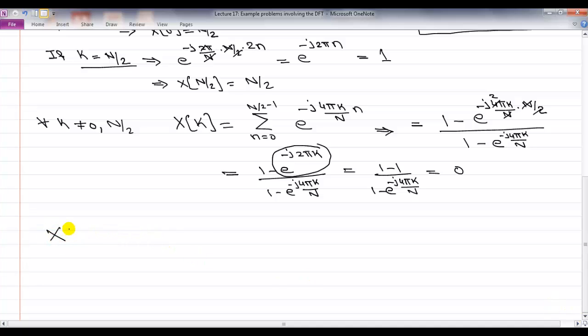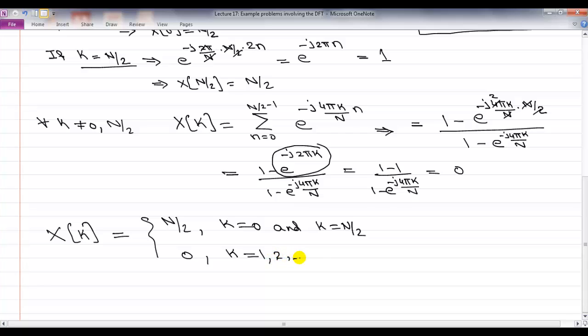So this means that my DFT of the sequence is equal to N by 2 for k equal to 0 and k equal to N by 2, and it is 0 for k equal to 1, 2, up to N by 2 minus 1, N by 2 plus 1, up to N minus 1. So for all k other than 0 and N by 2, my DFT is 0.